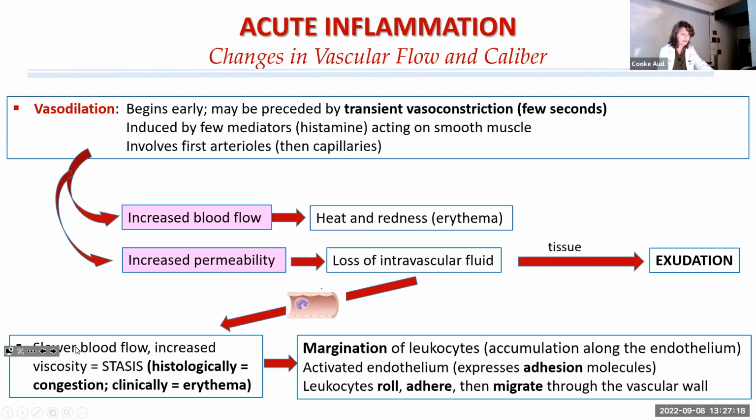There's a consequence to this stasis. The leukocytes will undergo the process of margination, which just means they will go to the margin. They would go to the sides of the vessel. So they will accumulate along the endothelium. The activated endothelium will express adhesion molecules, and the leukocytes will roll, will adhere, and then they will migrate to the vascular wall. We're going to come back to this. I have a whole slide showing you this process.